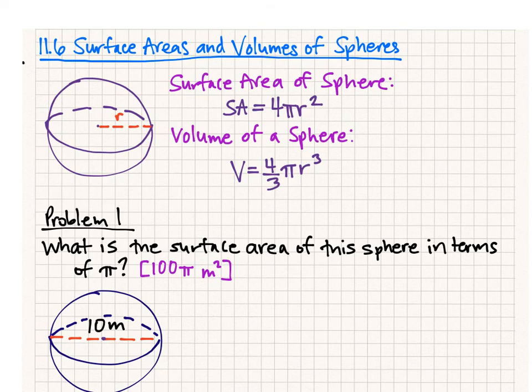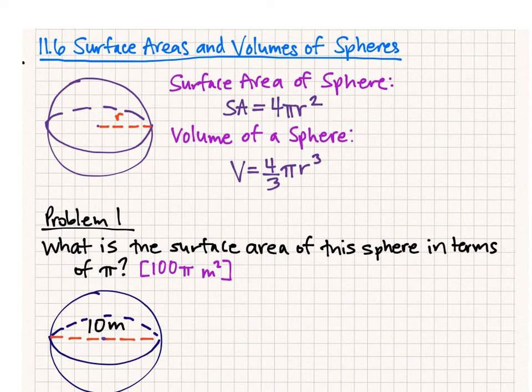Okay, this is your geometry video for 11.6, surface areas and volumes of spheres. So a sphere is just like a big giant ball, and the radius is going to come from the center of that ball to the outside of the ball. And this formula for the surface area is 4 times pi r squared.